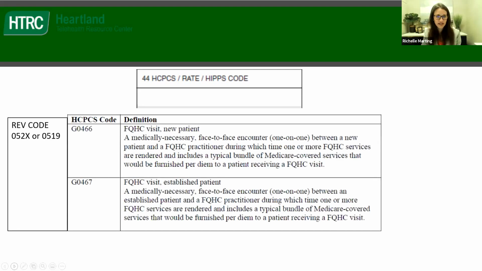So what this looks like for Medicare is we're going to use the revenue code, depending on whether this is an RHC or an FQHC. And then the HCPCS codes are generally codes that start with the letter G to describe your FQHC or RHC encounter for that all-inclusive rate. So we've got one for a new patient, and one that distinguishes the established patient visit.